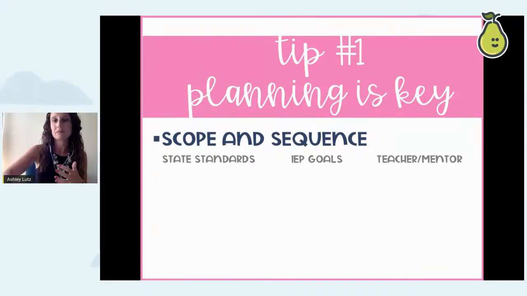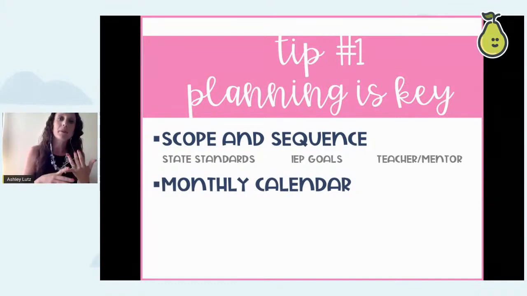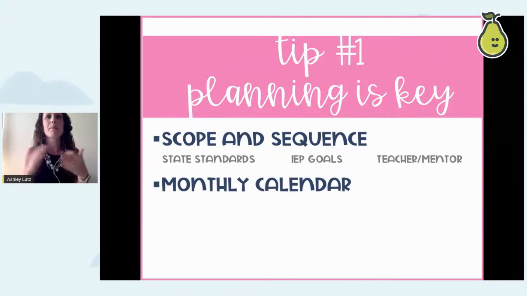So from there, once your scope and sequence is planned out, you're going to look at a monthly calendar. I just printed one off of Google that was free, and I would go and mark everything that we had throughout that school month, like any assemblies, any special things happening, birthdays, days off, teacher planning days, doctor's appointments that I would have, or something to that effect.